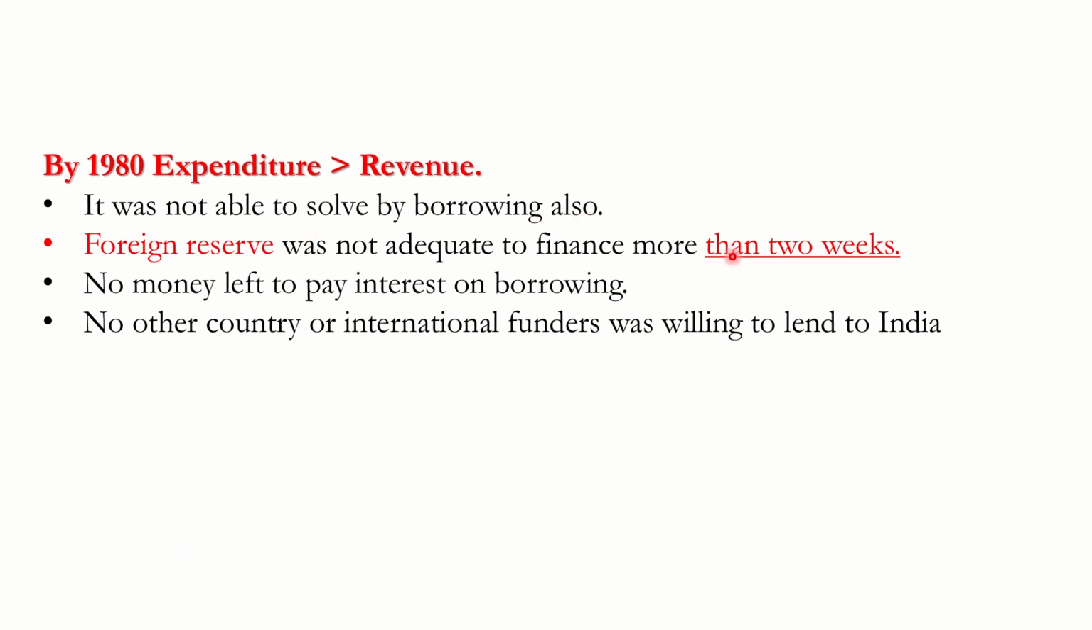Foreign reserve. Now most of the countries keep foreign reserve, but at that time our foreign reserve was left for only 2 weeks. Means we were having only 2 weeks of foreign reserve for import purposes. Third one is no money left to pay interest. Now we had borrowed money, but there was no money left for the import also, as well as no money left for the interest payment on borrowings. The last one is no other countries or international funders were willing to lend money to India. These were the problems faced during the 1980s.